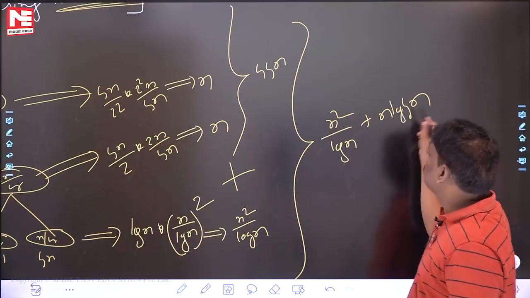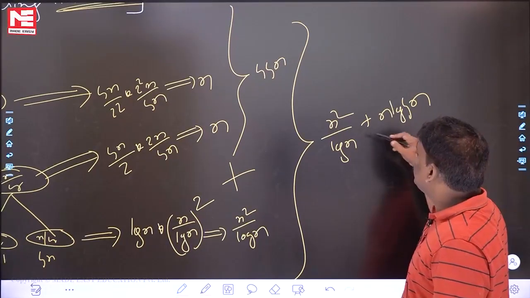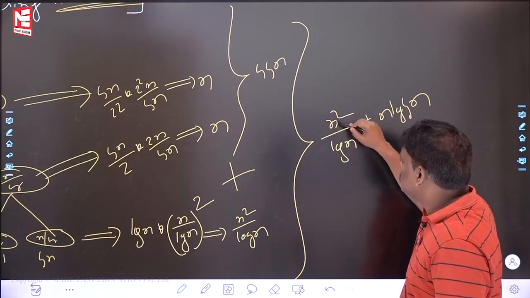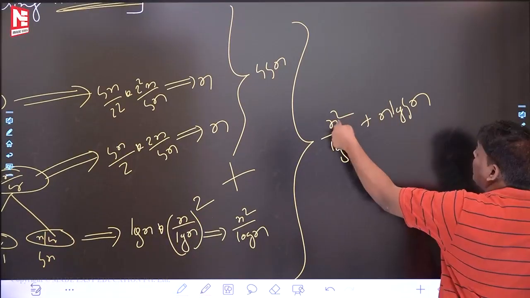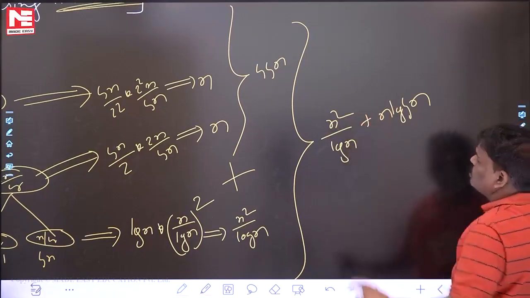Can you say which one is bigger? I think it is going to be n square. This is the bigger one. Here there is only n, and here it is n square. So this is the bigger one.